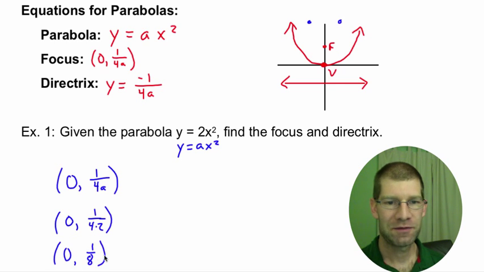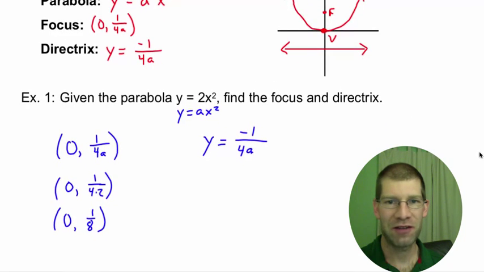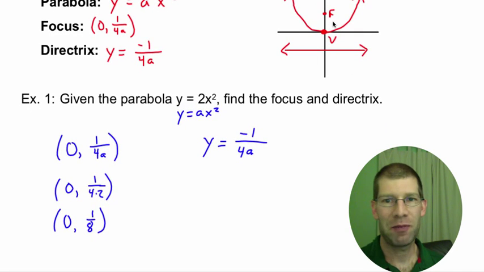So that's my focus. Now if you want to find the directrix, you could go back to the directrix equation. This is the long way. We'll give you the shortcut in about 10 seconds. So y equals negative 1 over 4a. You could put the 2 in and all that stuff. But if you think back to what I said a couple times now, the focus is as far above the vertex as the directrix is below. Well, if the focus is up 1/8, then we know the directrix has to be down 1/8.